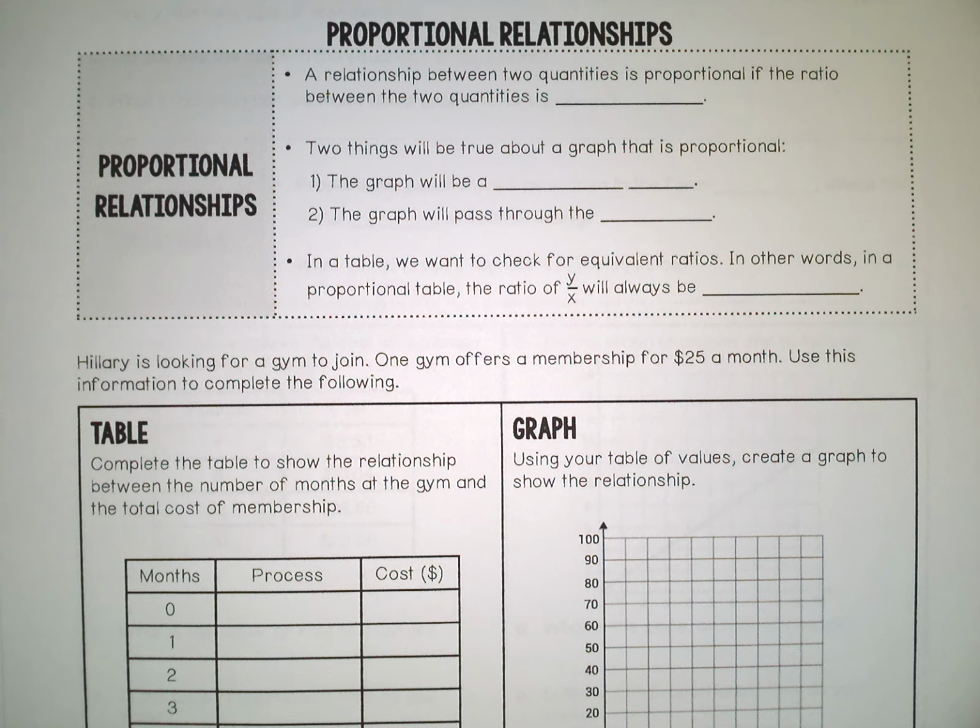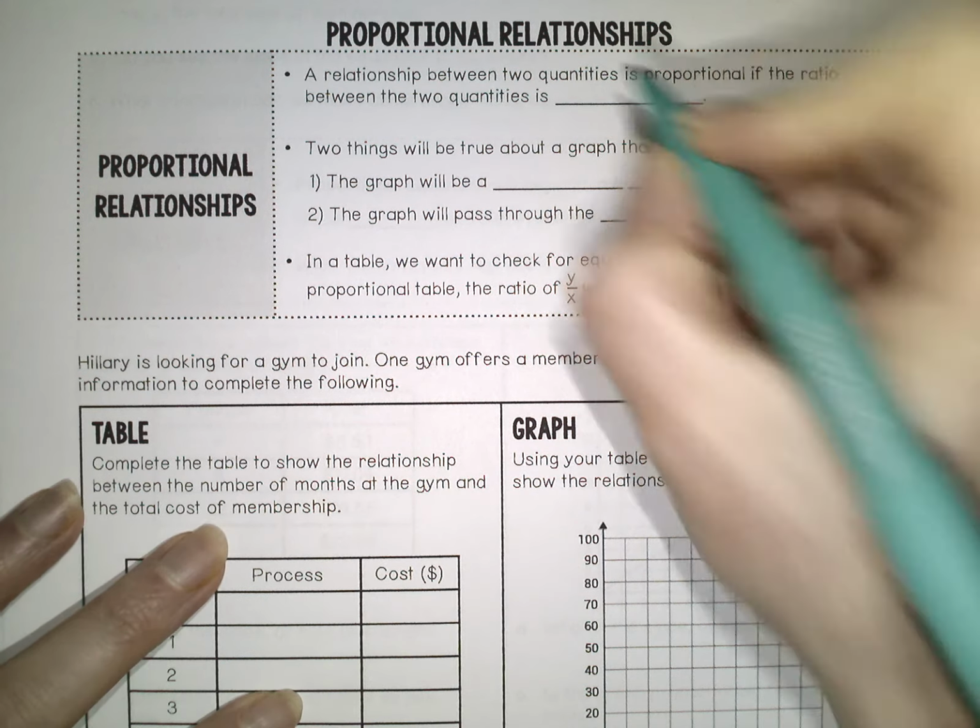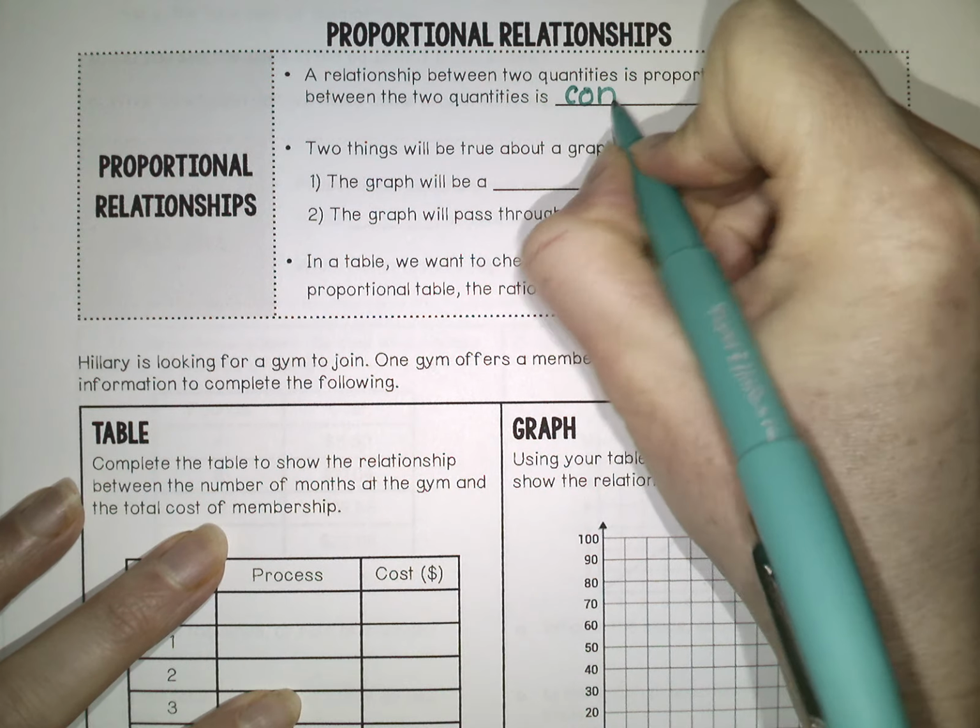So today, let's talk about two different things. First, proportional relationships. This should be quick and easy review. We've done this in 7th grade with proportional relationships and our ratios and our unit rate. So today, a relationship between two quantities is proportional if the ratio between the two quantities is constant.